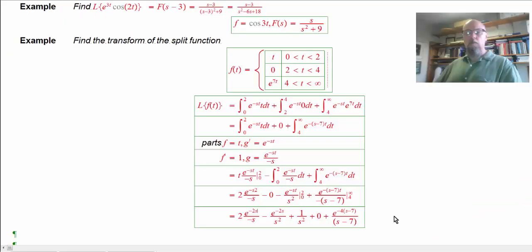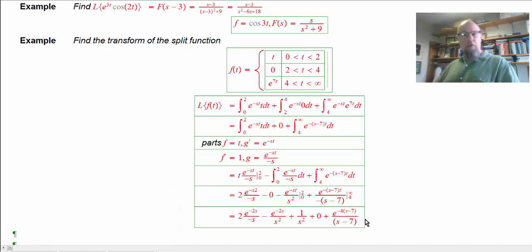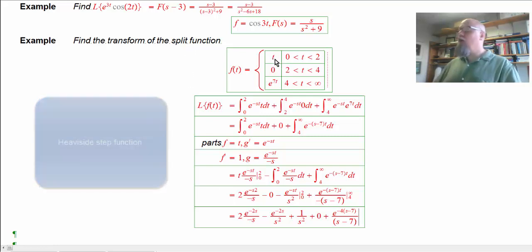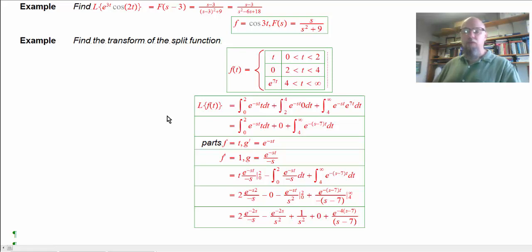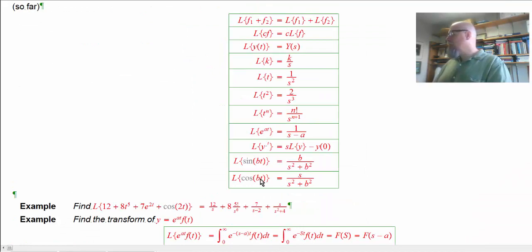So let's clean this up. Okay, sub in the top, sub in the bottom. When I sub in infinity, I get 0. And here's what I get then. Messy. We're going to learn later, when we learn the Heaviside step function, an easier way to take the transform of a split function. But right now, you have to just integrate e to the minus st over their respective domains for each piece of the split function. So it's messy.